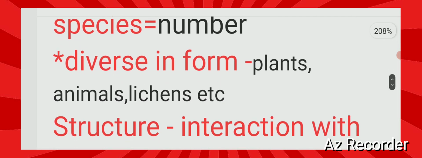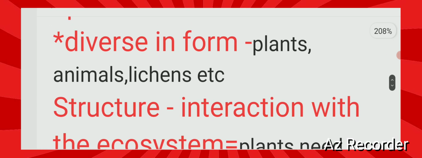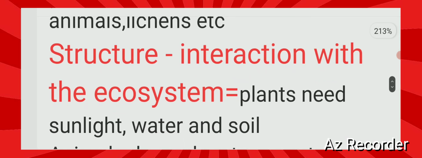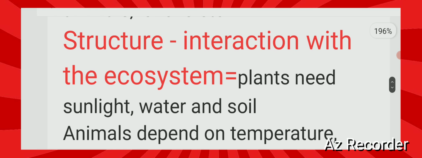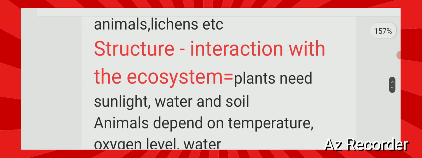Diverse in form. Here, form is nothing but different kinds of species such as plants, animals, microorganisms, and aves, reptiles, amphibians, different kinds of species. And then structure. The structure means interaction with the ecosystem. As I explained in the functions of ecosystem, the explanation will be the same.